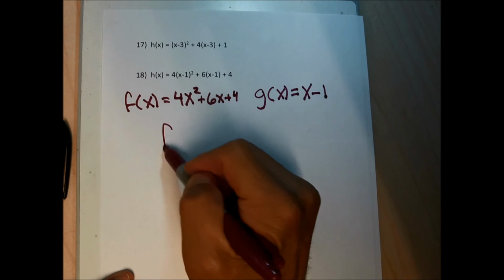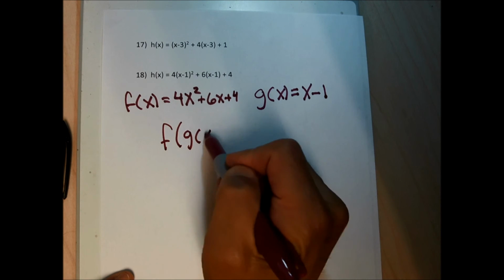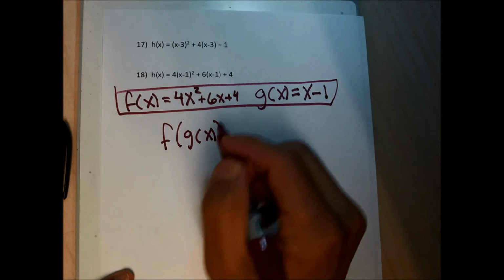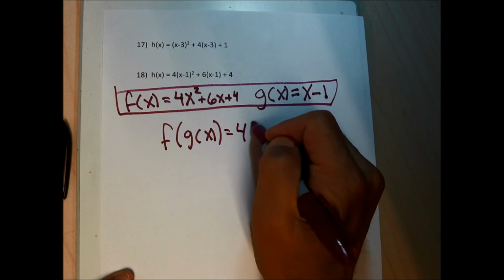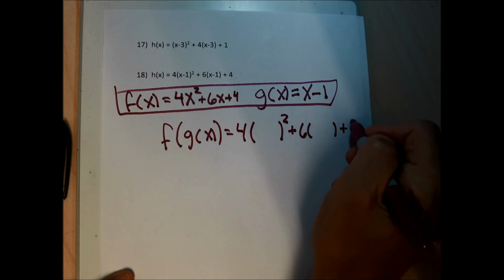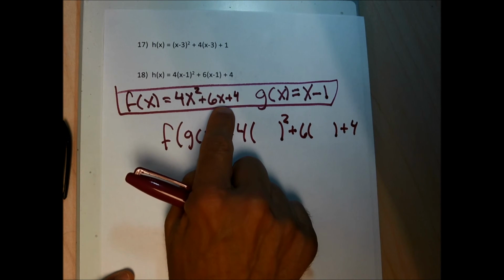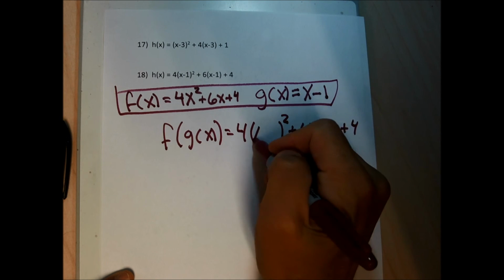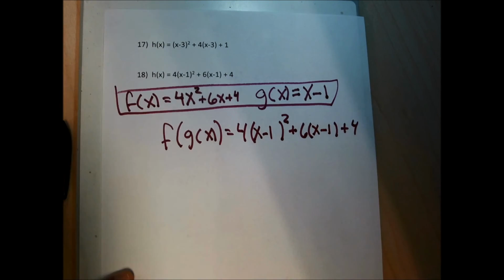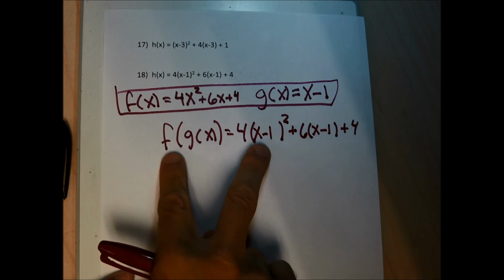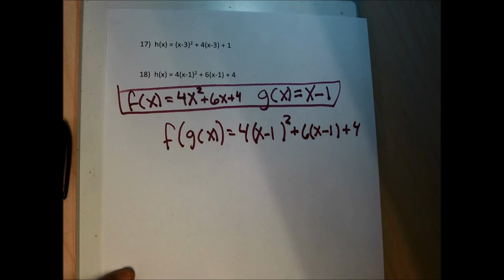Let me double check this. I'm going to go f composed with g of x. So this is the answer. Underneath is my check to make sure my answer is right. To do f composed with g of x, I'm going to go 4 and then parentheses squared plus 6 and then parentheses plus 4, because I write the f function without its x and create parentheses where the x was, and inside the parentheses I put the right side of the g function, which is x minus 1. So I'm done. I've even checked my work because f composed with g of x equals h of x, and that was what was supposed to happen.